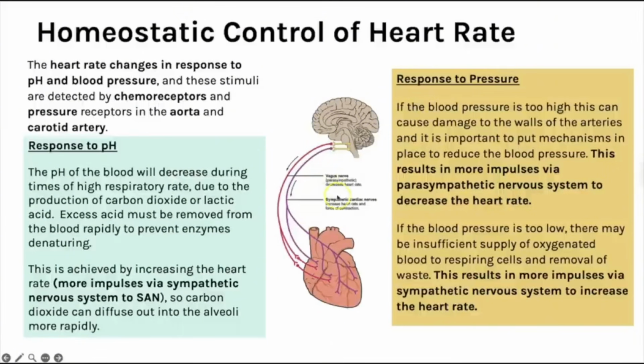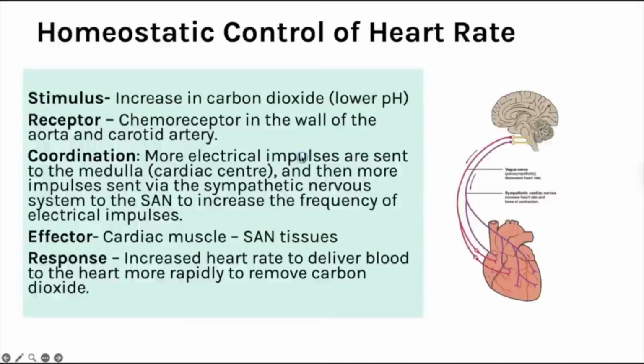And that results in more impulses via the parasympathetic nervous system to decrease the SAN firing, so the heart rate decreases. Now, if the blood pressure is too low, there may be insufficient supply of oxygenated blood to respiring cells. So in that case, we'd have more impulses via the sympathetic nervous system to increase the heart rate to bring the blood pressure up. So here is the process.